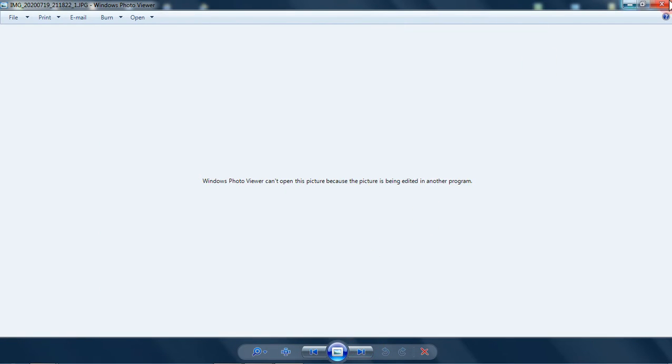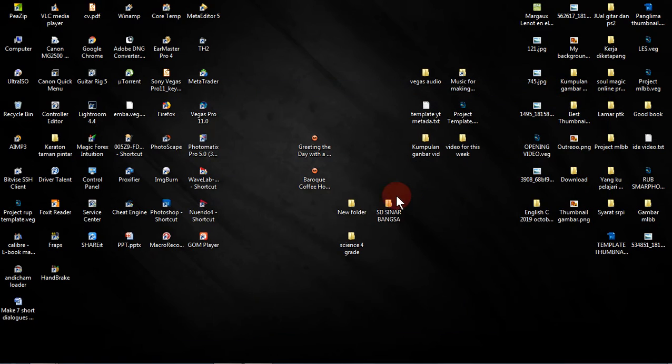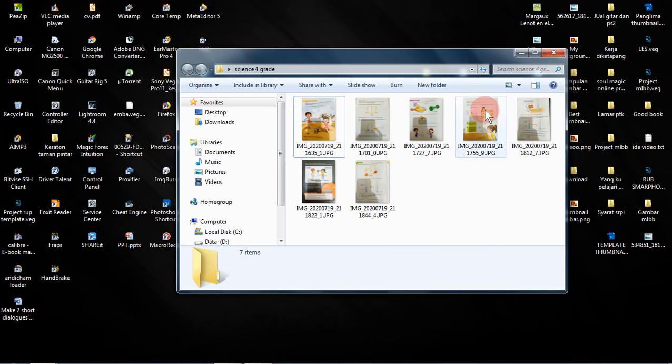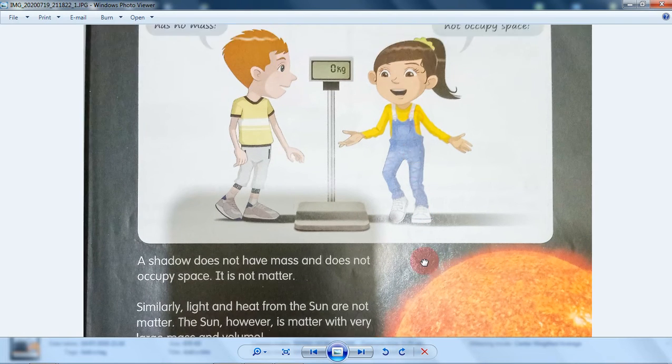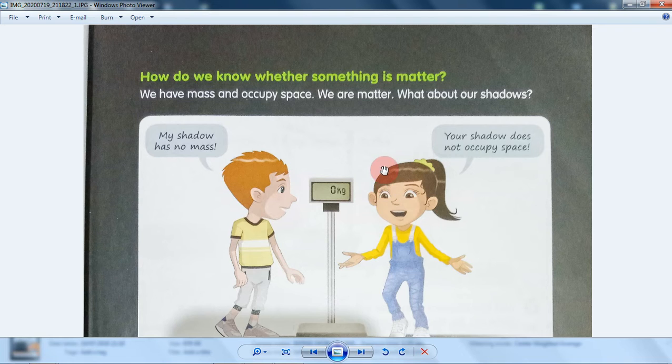And then let's continue. Let's summarize our lesson. How do we know whether something is matter? As a reminder, matter is zat in Indonesian. So we have mass and occupy space. We are matter. Yes, we are.